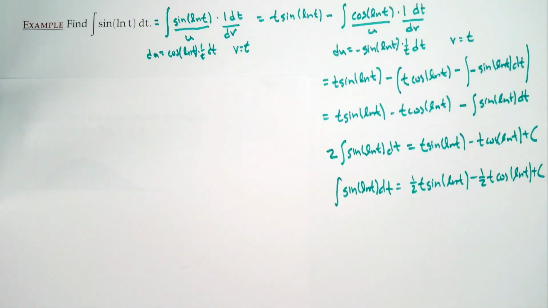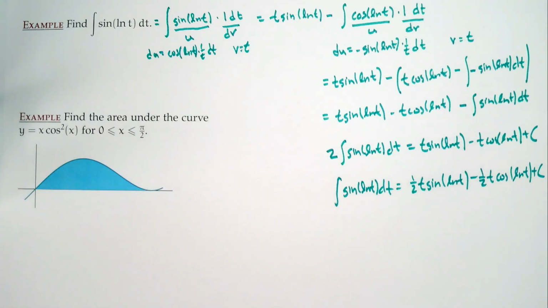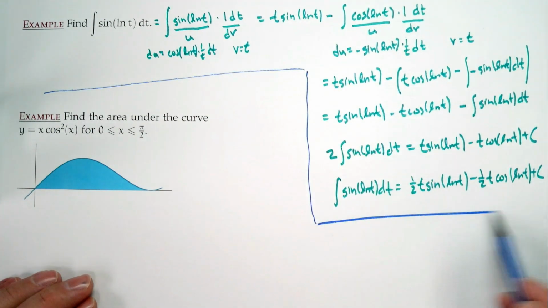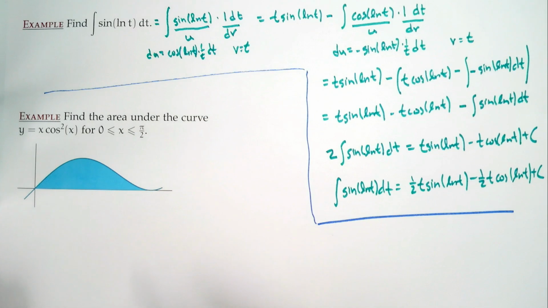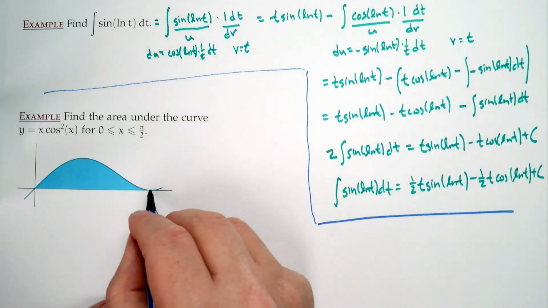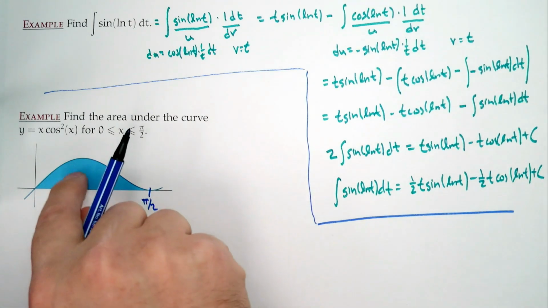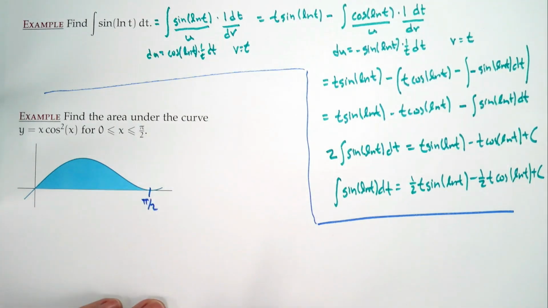All right, well, let's try another problem. So, find the area under the curve y equals x cosine squared of x for 0 less than or equal to x less than or equal to pi over 2. So in case you're wondering, that's where pi over 2 is. So in other words, what's that area right there?